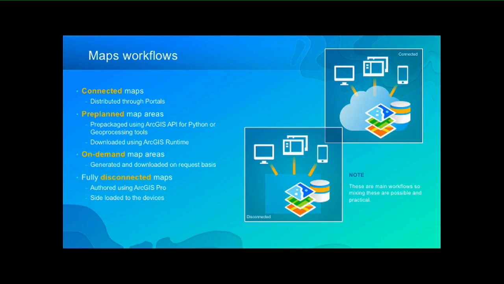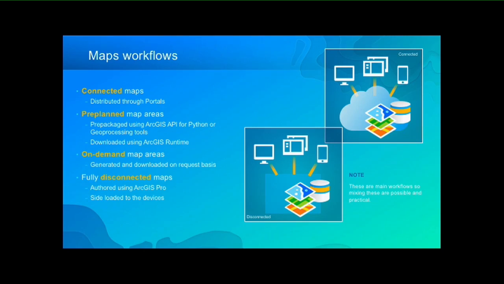Pre-planned map areas. So this is where a map author or a back-end process makes choices about what data is going to go offline, the extent that data is going to be in, the scale that you're going to work at, and other options with it, and then it's pre-packaged, and it can be scheduled to be pre-packaged in off-peak hours, and then it can be downloaded and consumed by multiple clients.